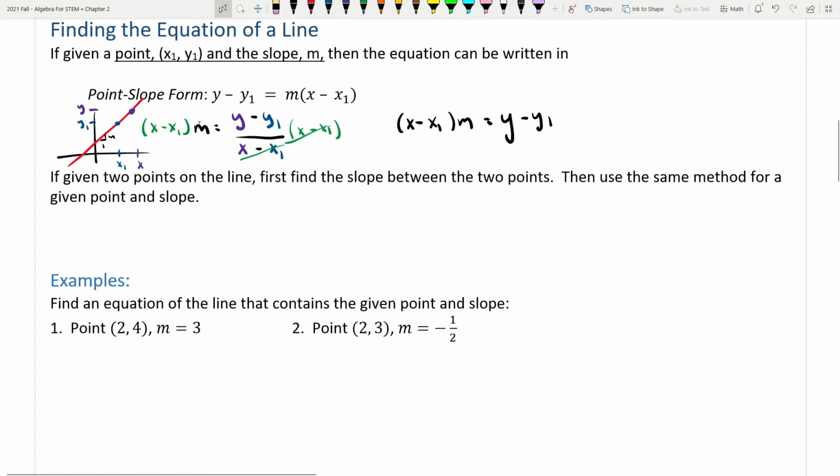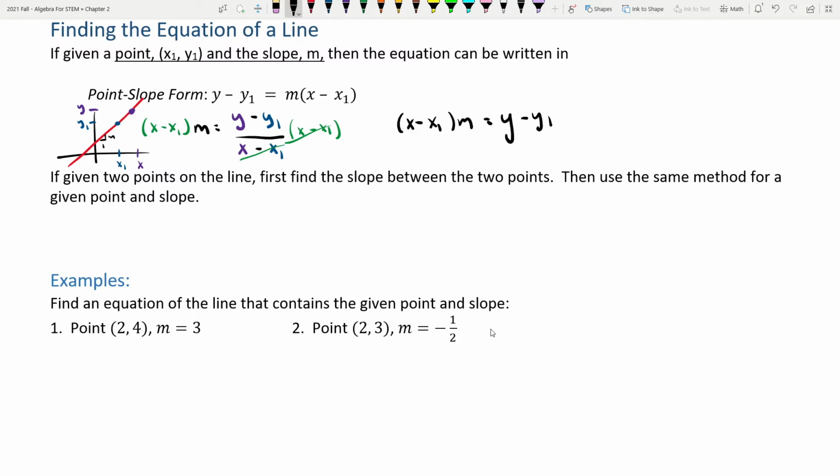This gives us our first approach whenever we're trying to find the equation of a line, and it's called the point-slope form. If you know a point, x1, y1, and the slope, m, you can use this formula to write an equation of that line. Let's look at some examples. Suppose I have the point 2, 4 and the slope 3.